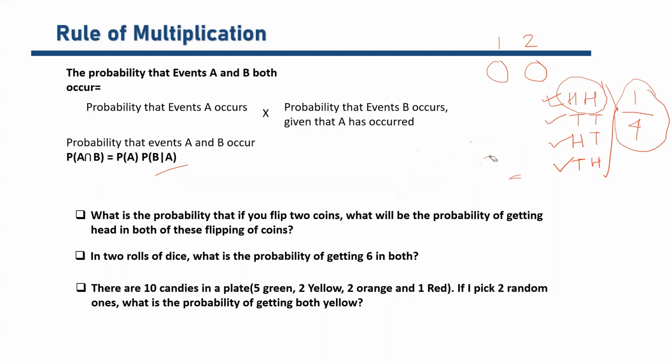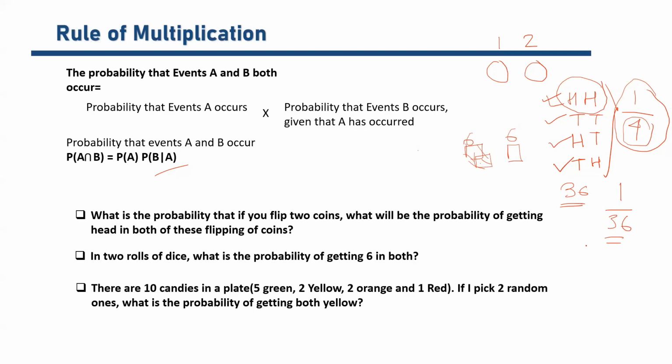Likewise, if you have any question, do let me know. Likewise, in two rolls of dice, what is the probability of getting 6 in both? 1/36. Because if you have two dice, you can get a 6 here and a 6 here, and the total number of outcomes will be 36. Just like we had 4 outcomes, in total we have 36 outcomes. So the answer is 1 by 36.